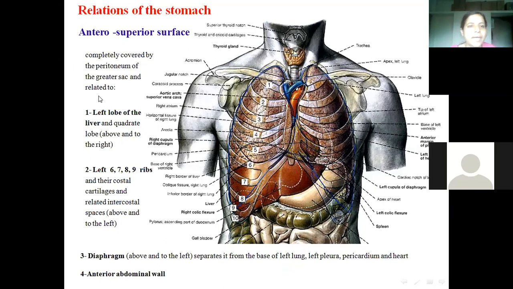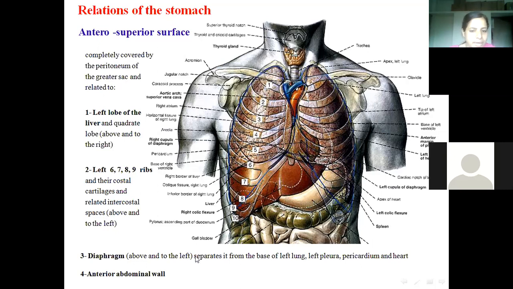So that's the reason the anterior surface, or the anterior superior surface, which is shown in the form of a dotted line over here, only a part of the stomach is seen. It is completely covered by peritoneum, and anteriorly it is related to the greater sac. This area is also related to the left lobe of the liver, and it is related to which ribs? On the left side, the 6th, 7th, 8th, 9th ribs and their costal cartilages. And we know there is a partition between the thorax and abdomen, that is the diaphragm, isn't it?